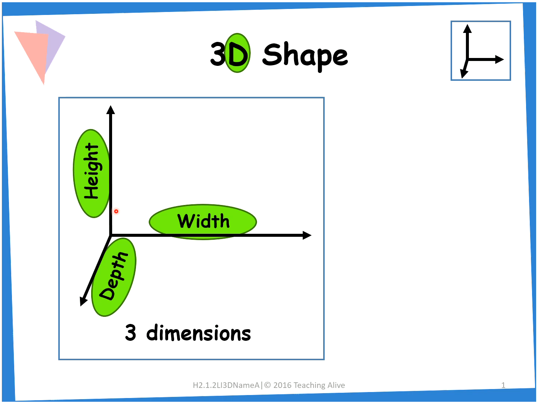And for height, we can separate our hands vertically, and for width, we can separate our hands horizontally, and for depth, we can separate our hands forward.